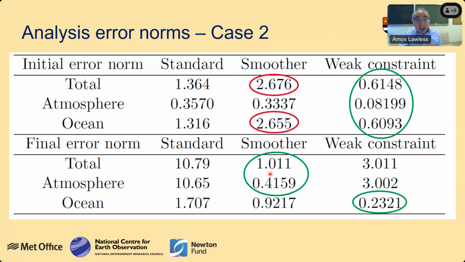However, we do see once we get to the end of the window, because we've got the observation there in the ocean, that the smoother and the weak constraint are both showing a big improvement with respect to the final error norm. The smoother in this case is slightly better for the total and the atmosphere norm, but the weak constraint is better for the ocean.